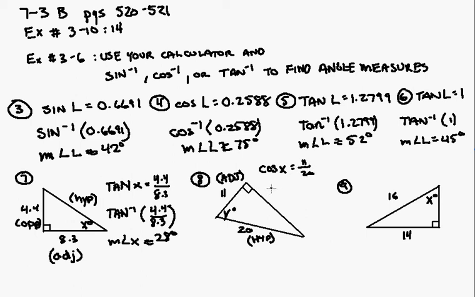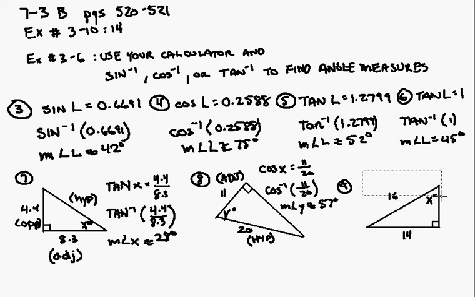So we type in shift or second cosine, so we get cosine minus 1. Type in your ratio, 11 divided by 20, and then we should get a measurement. So the measure of angle Y here is going to be approximately 57 degrees.